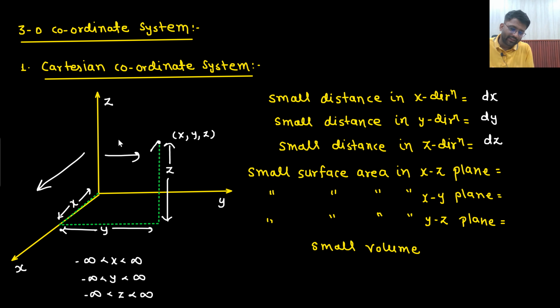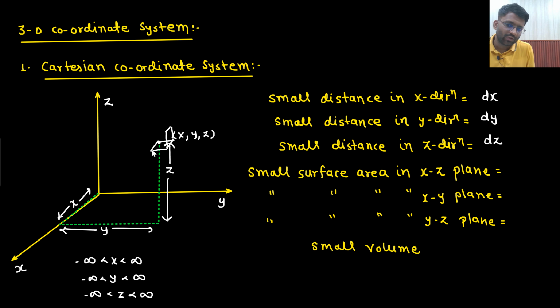This is your y direction, and this is your z direction. So small distance dx in x direction, small distance dy in y direction, and small distance dz in z direction. Understandable? So similarly, if this is dx, then this will also be dx. If this is dy, then this will also be dy. And if this is dz, then this will also be dz.